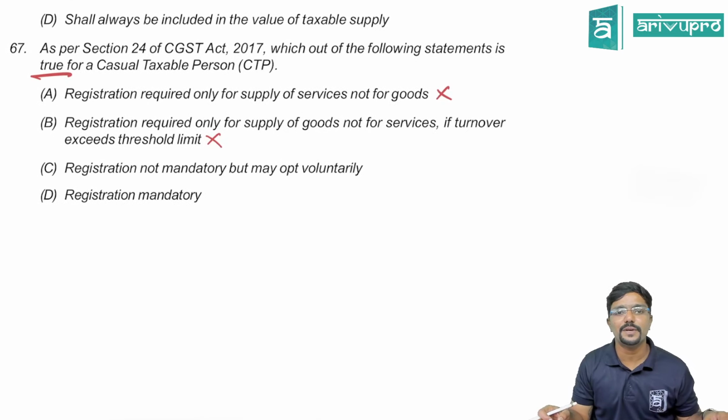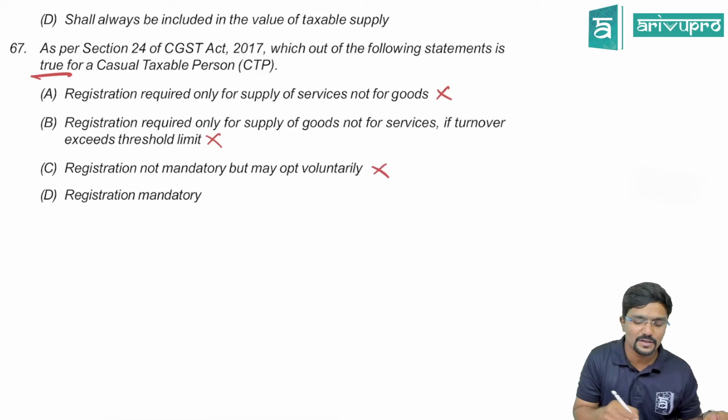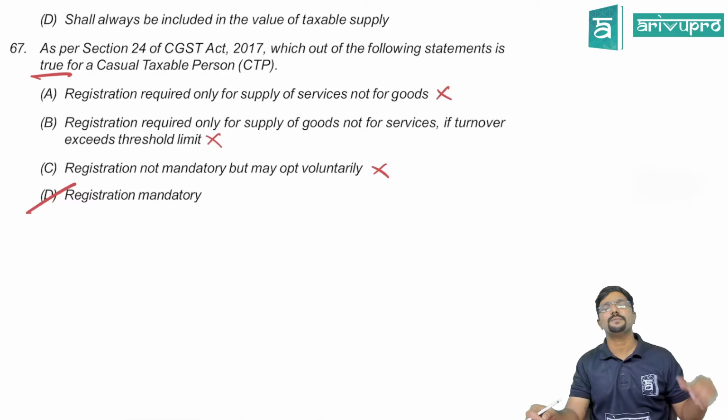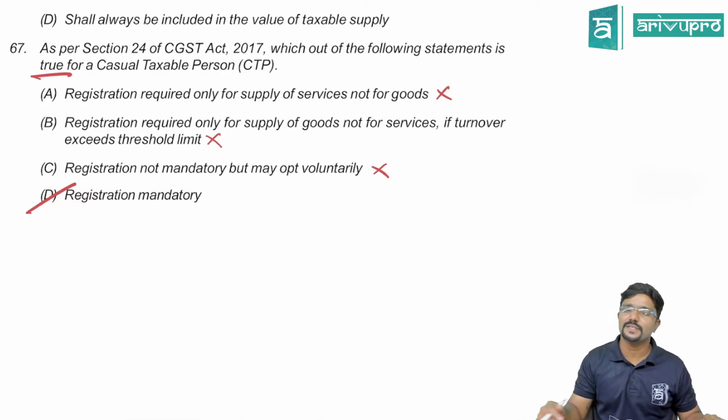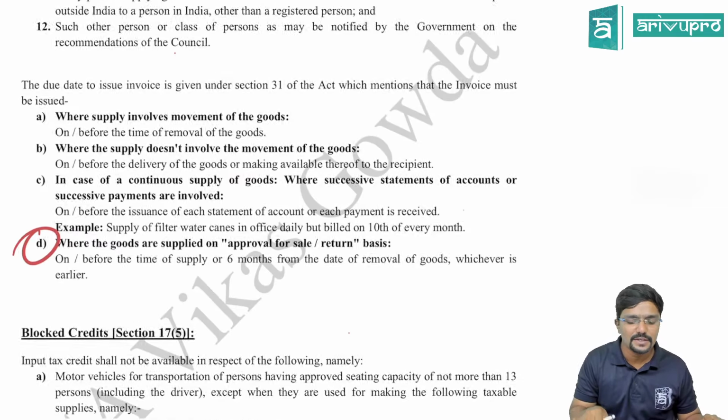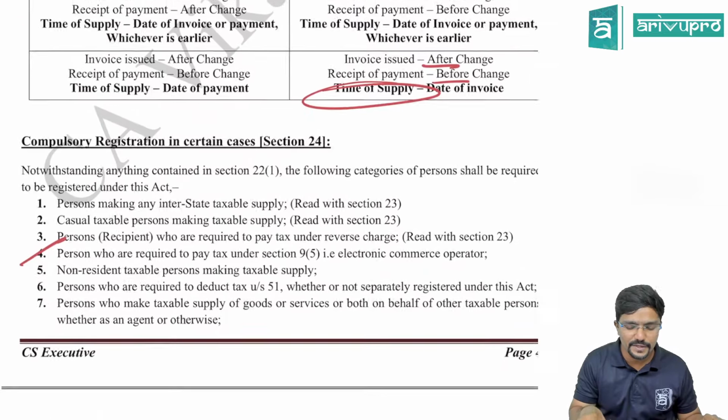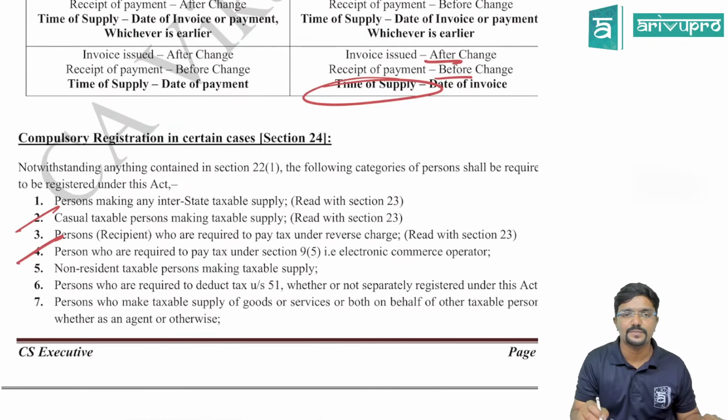Registration not mandatory but may opt voluntarily. This is also not true. Registration is mandatory. For casual taxable person and non-resident taxable person, registration is mandatory, guys. I have mentioned it here also, 24. You can see casual taxable person.